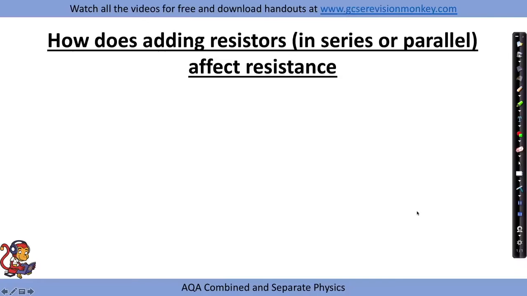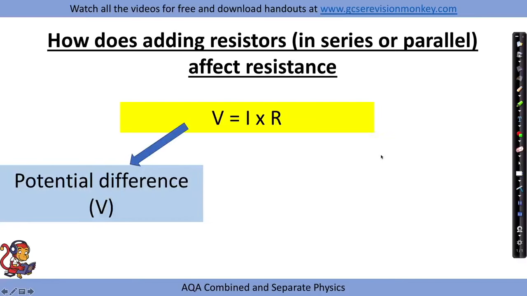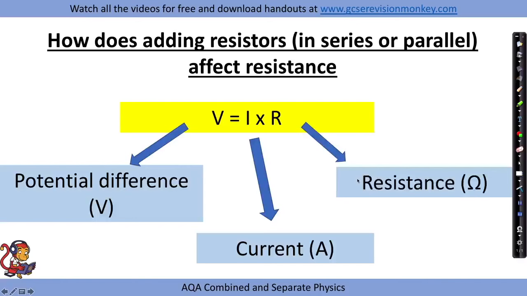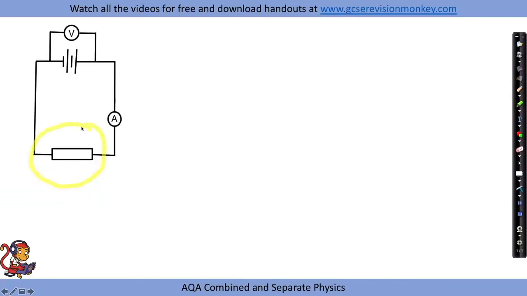In this required practical, you are asked to investigate how adding resistors in series circuits or parallel circuits affects the total resistance. For this practical, you also need to recall the equation V equals IR, whereby V stands for potential difference, I for current, and R for resistance. This here is the resistor.